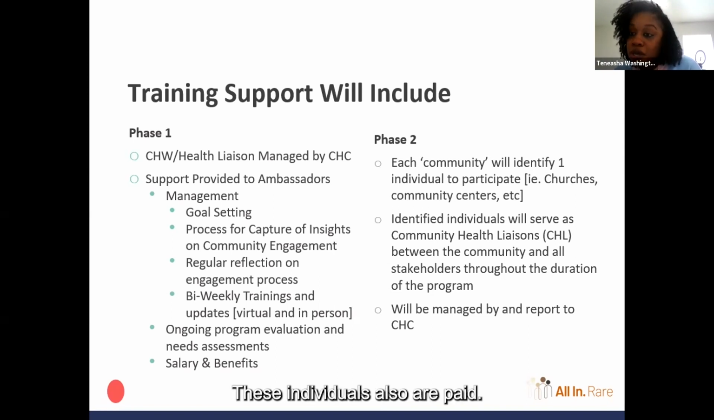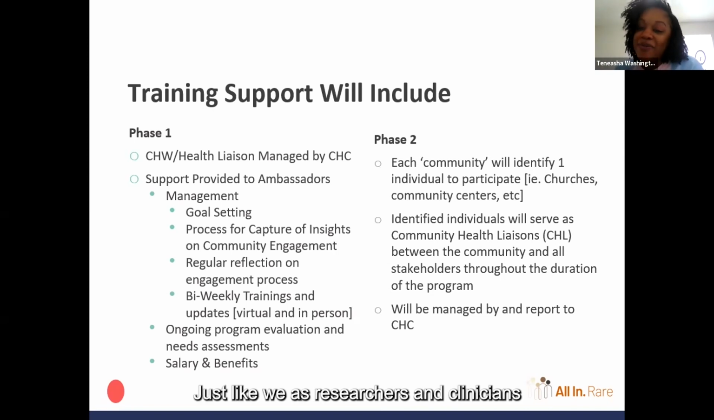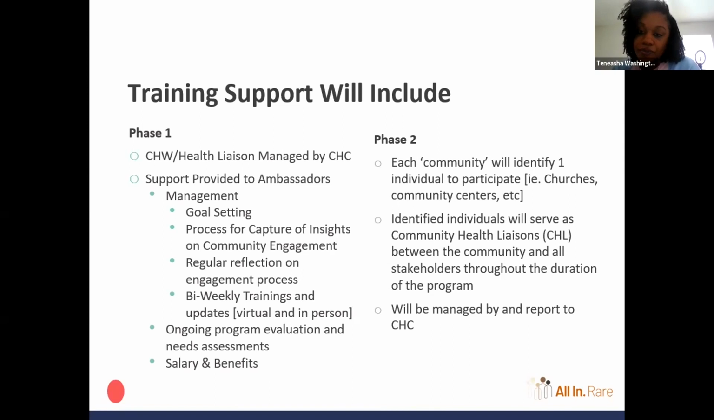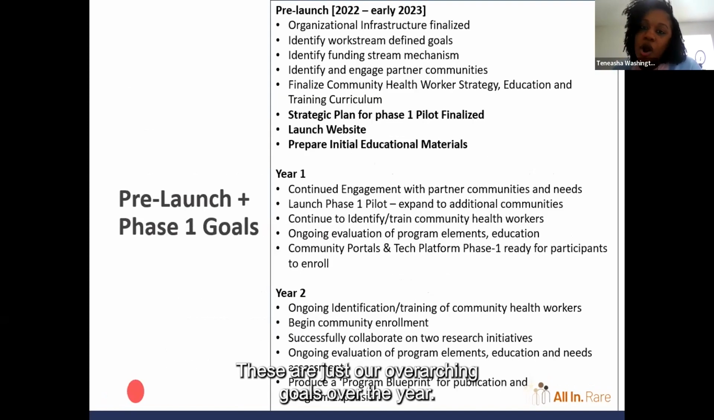These individuals also are paid. Just like we as researchers and clinicians and all of these things are paid, they are paid as well. And they're seen as true partners throughout this process. These are just our overarching goals over the year.